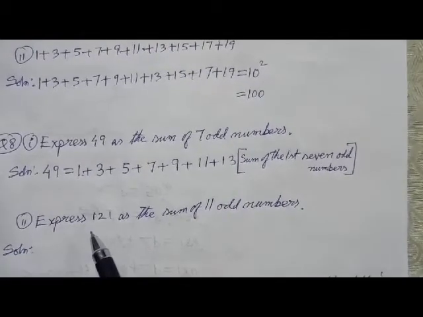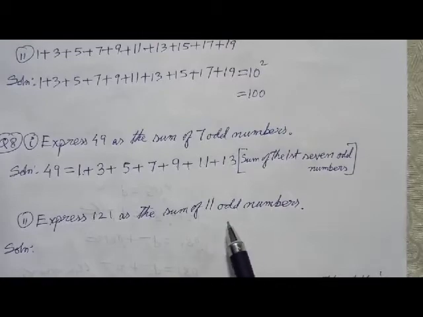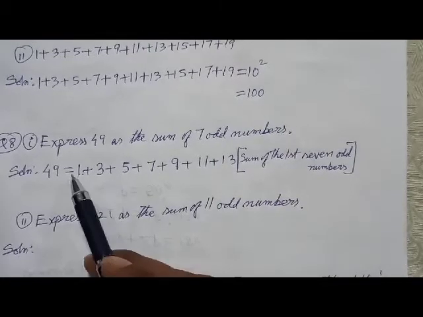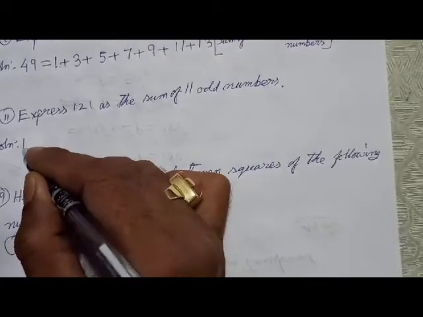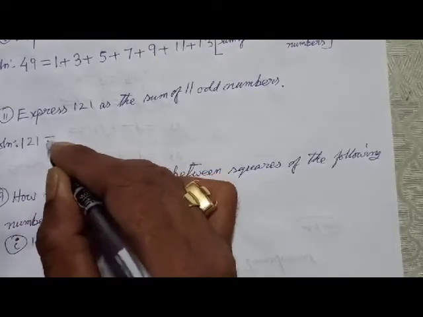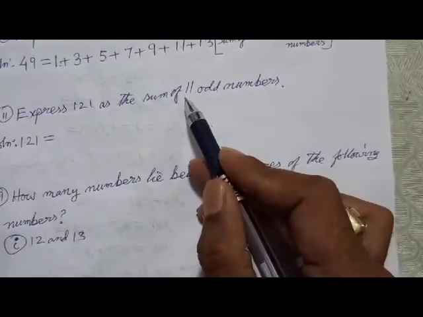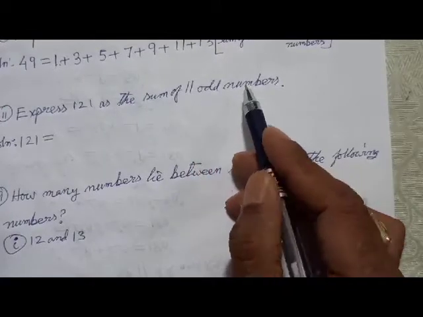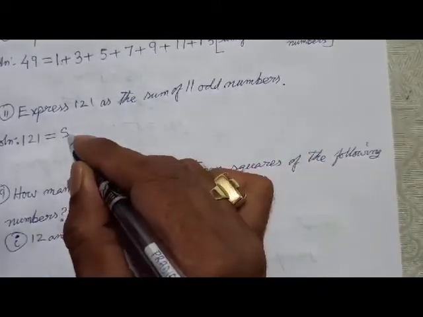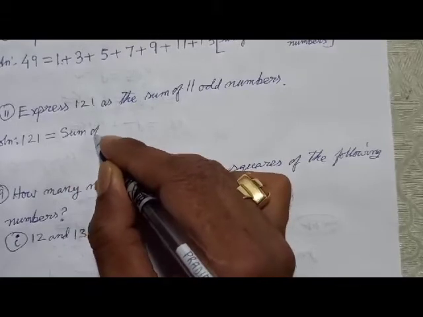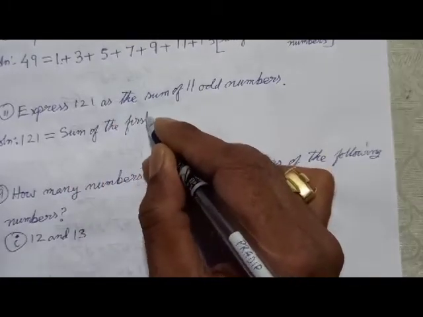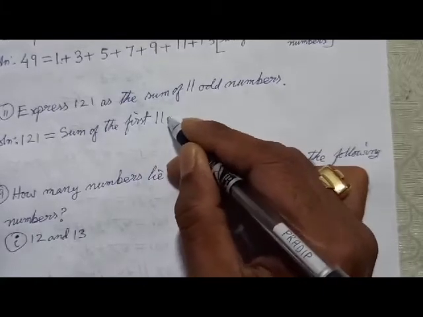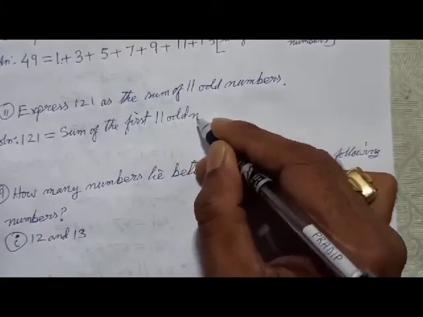Roman number 2, express 121 as the sum of 11 odd numbers. This question is the same as Roman number 1. 121. Here this is the sum of 11 odd numbers. Sum of the first 11 odd numbers.